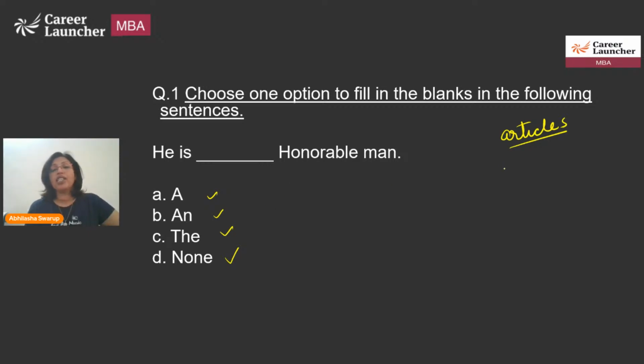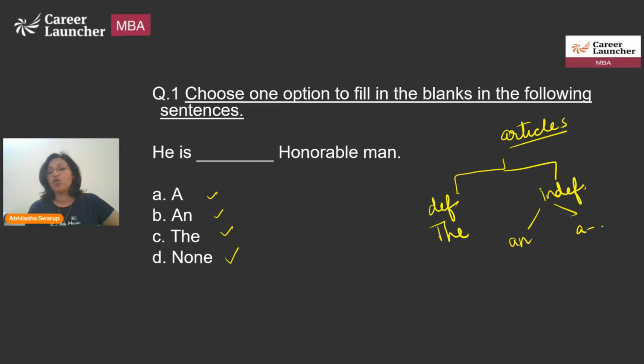Well, remember in articles there are two types of articles. You have the definite article, which is the, which refers to a specific person, and you have the indefinite articles, and an. Remember, is used with consonant sounds, and an is used with vowel sounds. So any word that starts with a vowel sound takes an an. Because honorable, the h is silent, the word is pronounced as honorable, and therefore we will go with he is an honorable man.